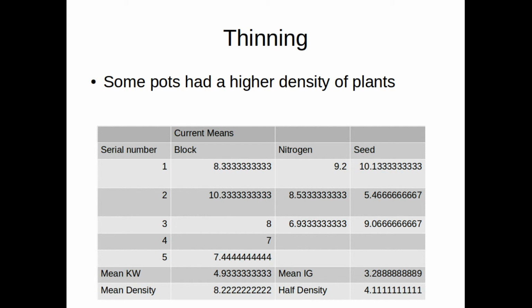After reseeding, some pots had a significantly higher number of plants than others. This resulted in some treatments having a higher density of plants. As you can see in the table, pots with spotted knapweed had almost twice as many plants as pots with Indian grass. In order to prevent this from potentially influencing the results, some pots were thinned.